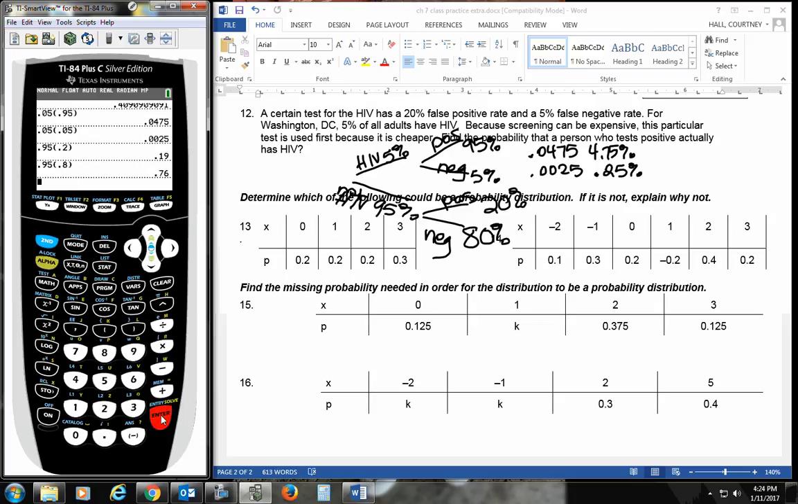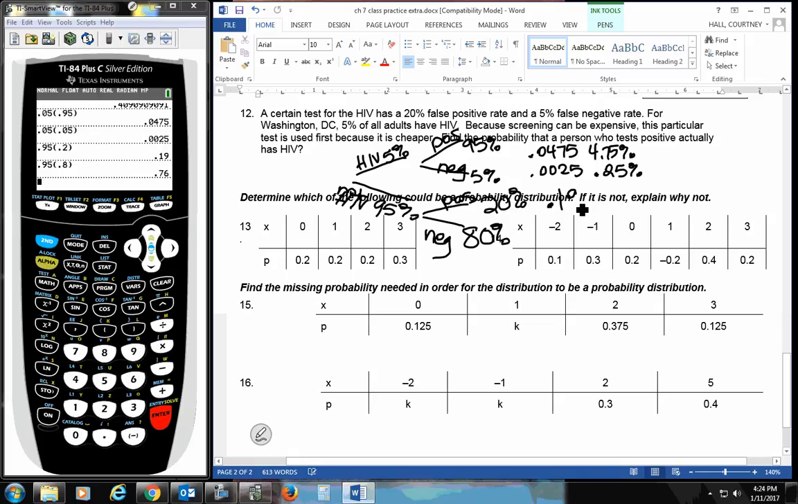Okay, so this one is 0.19 or 19%, and then this bottom one is 0.76 or 76%. So that represents our tree, and we can double check it. If you add the decimals together, it does add to 1. If you add the percents together, it does add to 100%.